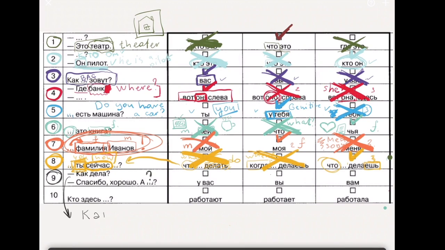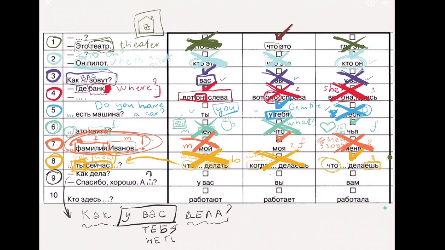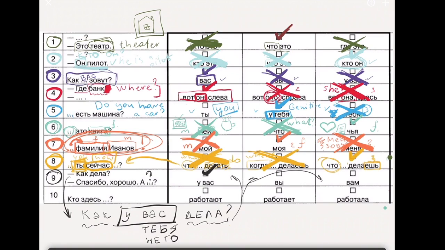So let's try to understand it. The full version is как у вас дела? So this is the full phrase. Just to shorten it, we say как дела, but actually the full version would be как у вас or как у тебя or как у него дела. So like that. That's how you will not confuse the answers here. So first, and actually we have it from the very beginning, correct answer.